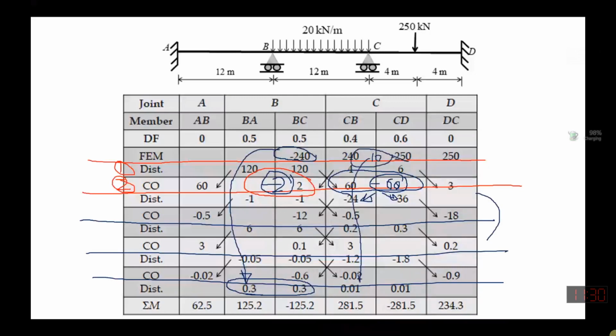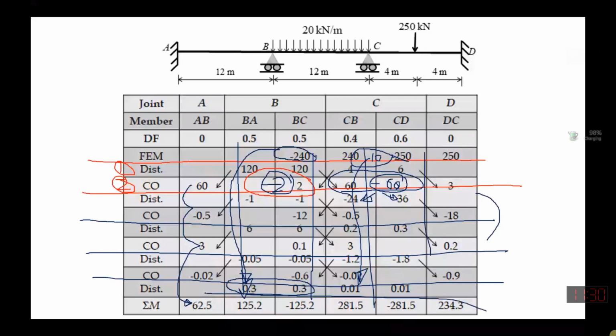We stop here and then we sum the values that we are getting over there. So we sum the values which are over there as carryover moments, and we find that this is 62.3. Then we add these values over here and we find that this 120 plus 6 minus 1.3, and then you find the value, and similarly you sum these values up, and this is your end moments of the span. So this is what we are going to find.